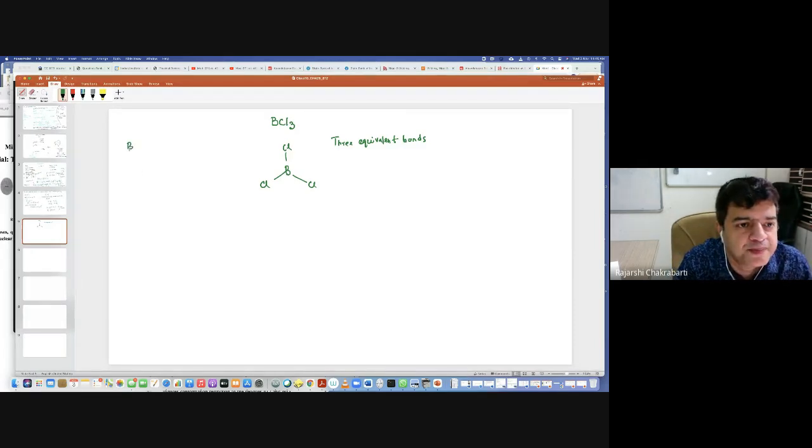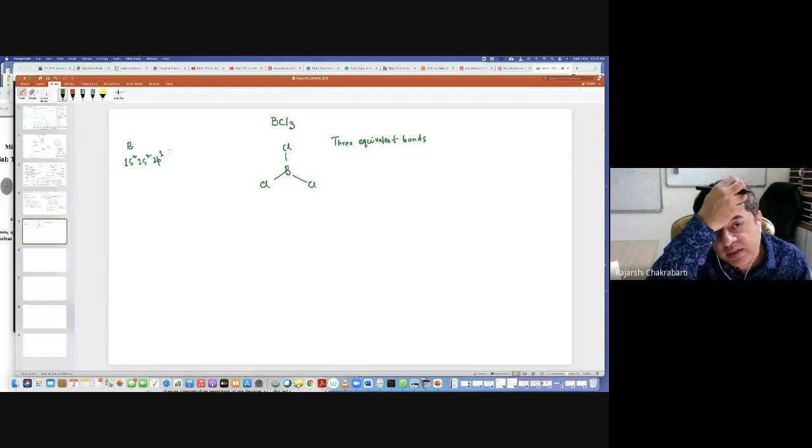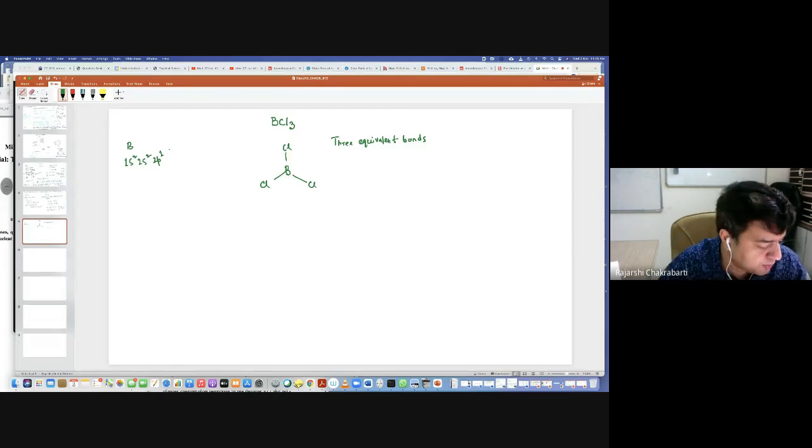Boron is again 1s2, 2s2, 2p1. Okay, this is how it is, isn't it, boron? Now, basically, you have 3 equivalent bonds, so you are thinking of 3 hybrid orbitals. We are thinking of 3 hybrid orbitals. So let us do it.